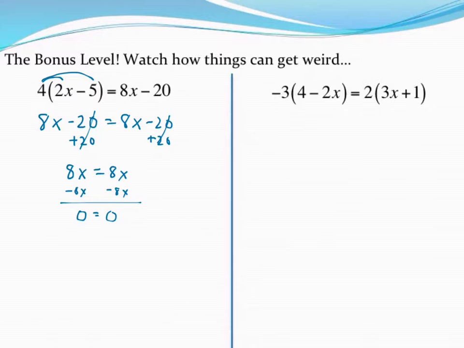Anytime your variables drop out, that's the specific thing I'm talking about when something weird happens. Everything in this case, though, is dropped out, not just the variables. So what's left then is just this statement that 0 equals 0. Well, you have to ask yourself, is that true or false? And of course that's true.